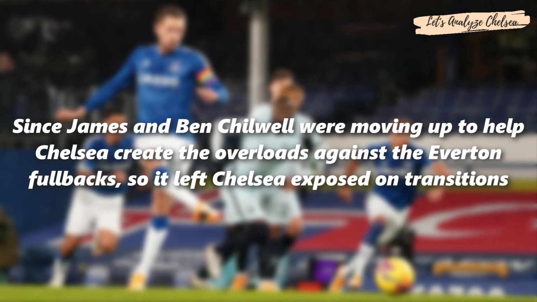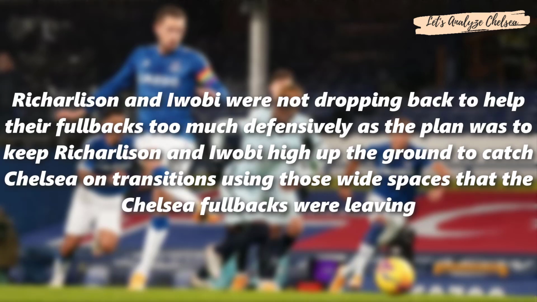Since Reece James and Ben Chilwell were moving up to help Chelsea create the overloads against the Everton fullbacks, it left Chelsea exposed on transitions. Richarlison and Iwobi were not dropping back to help their fullbacks too much defensively, as the plan was to keep Richarlison and Iwobi high up the ground to catch Chelsea on transitions, using those wide spaces that the Chelsea fullbacks were leaving.